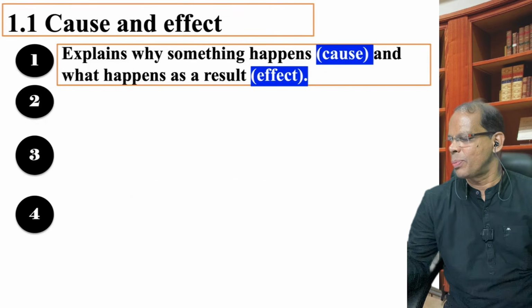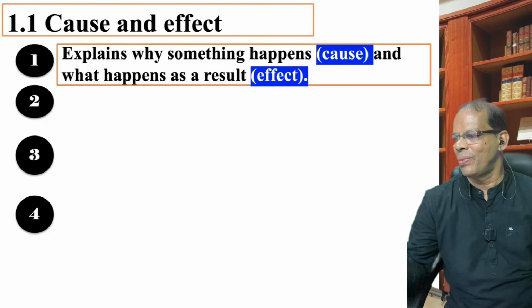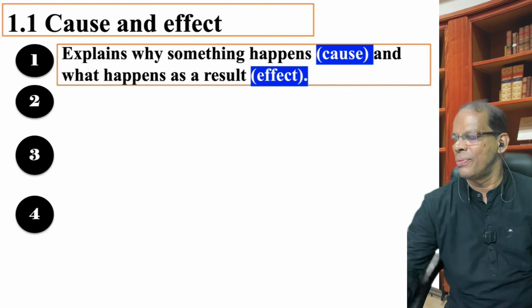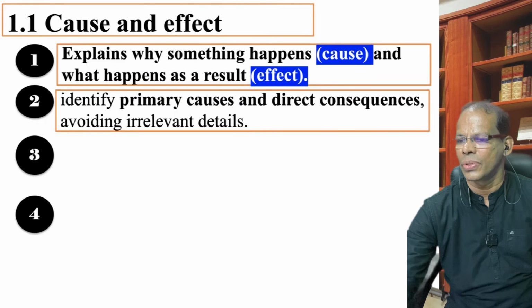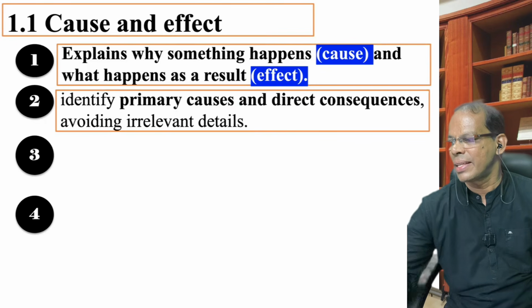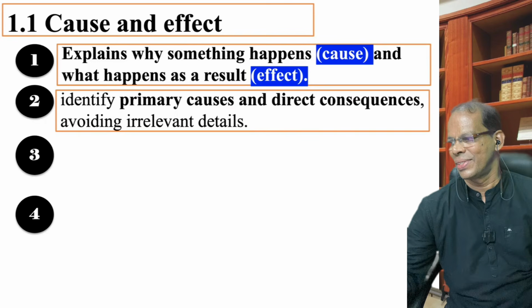You have seen the first portion of the present question, the passage or the text. The first part was speaking about cause or the factors. The second part speaks about result or effect. Result and effect, or cause and factors, are synonyms. Identify primary causes and direct consequences, avoiding irrelevant details. In such paragraphs or texts, you will be asked about the primary causes and direct consequences.